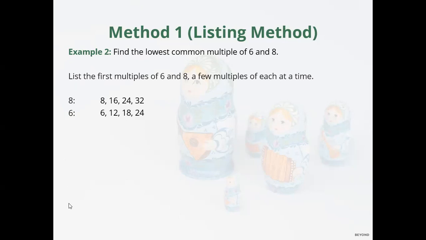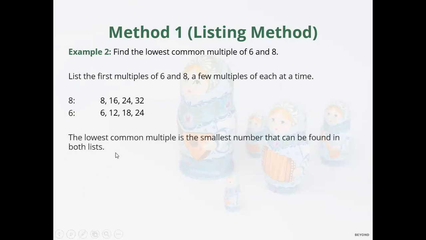So let's move on, guys. The lowest common multiple is the smallest number that can be found in both lists. That is why the smallest number here is 24. It will meet each other.